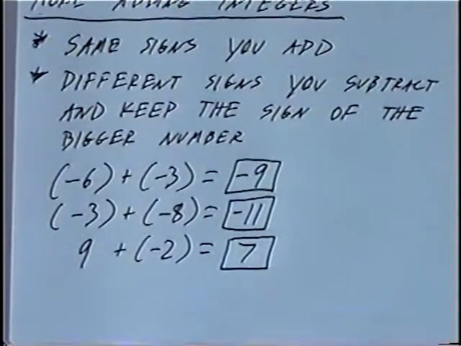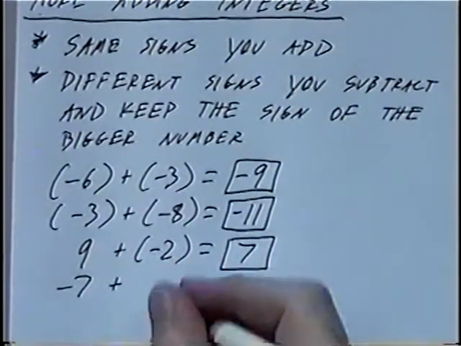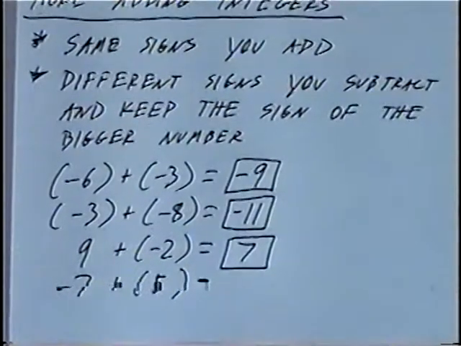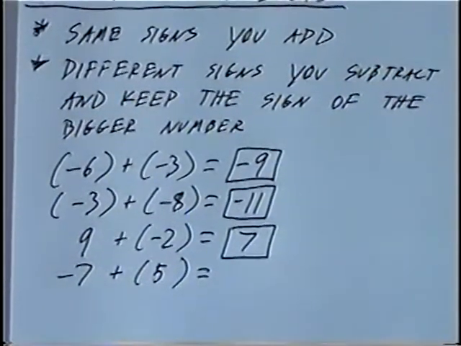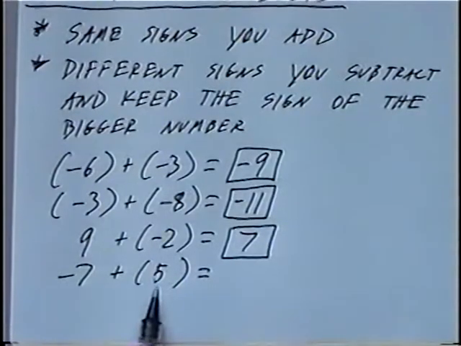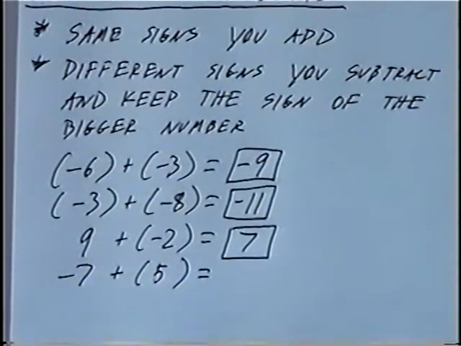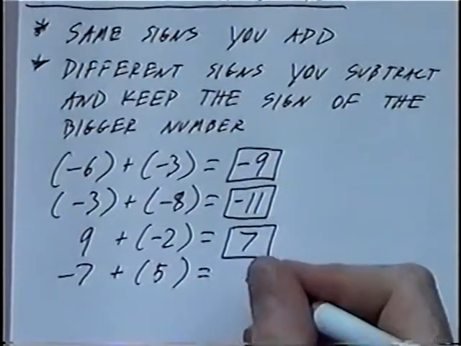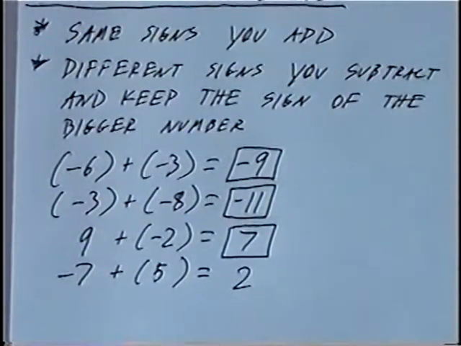And last question for the section, -7 plus, in parentheses, +5. Again, look at the two numbers. We have a negative number and a positive number. Different signs. Whenever we have different signs, you'll subtract. You can ignore the negative when you subtract. We'll have 7, and we'll take away 5. 7 minus 5 would be 2.